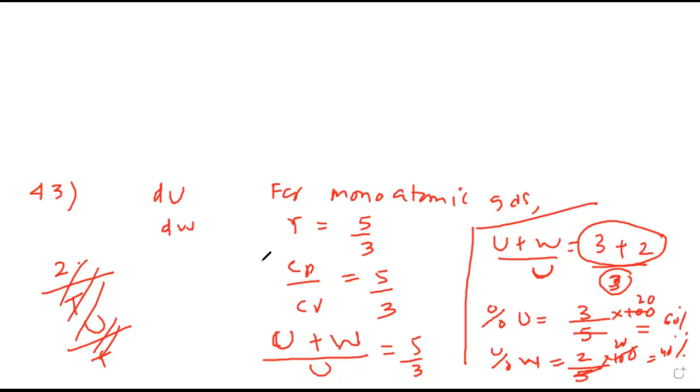They may ask you mono, di, which can be rigid or non-rigid. Just remember 5 by 3, 7 by 5, 9 by 7 are their gammas. That's the answer.